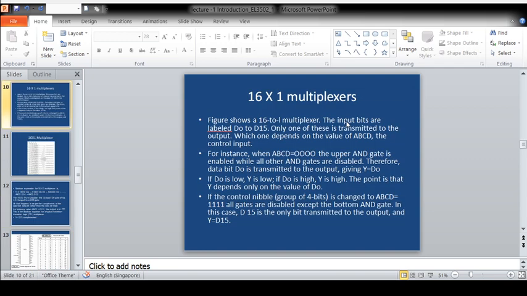Now there is a 16 to 1 multiplexer. In a similar way, you can have a 16 to 1 multiplexer. What is the meaning of 16 to 1 multiplexer? 16 inputs, but only one output. So to have 16 inputs, how many control signals are required? 4 control signals, ABCD, are going to be required.